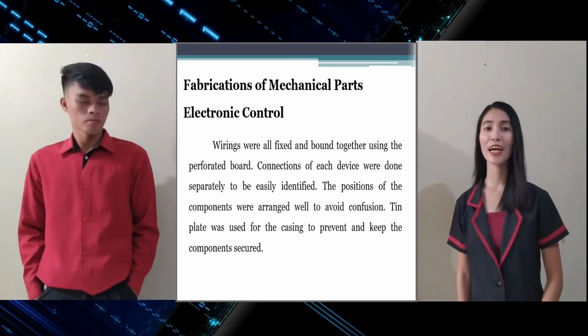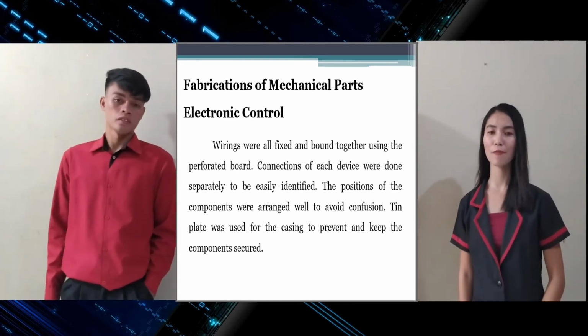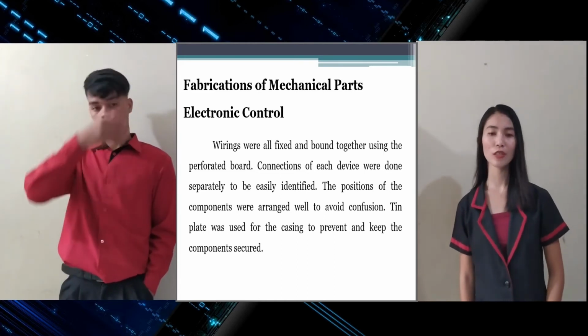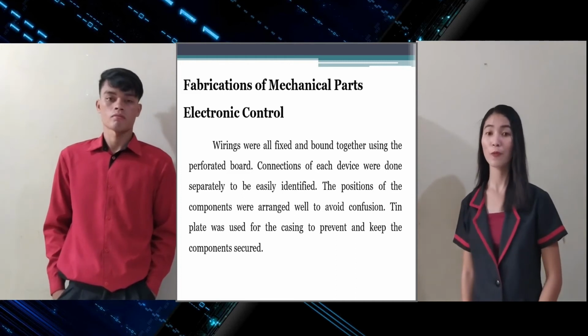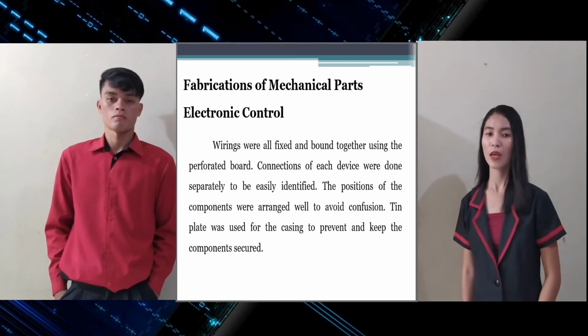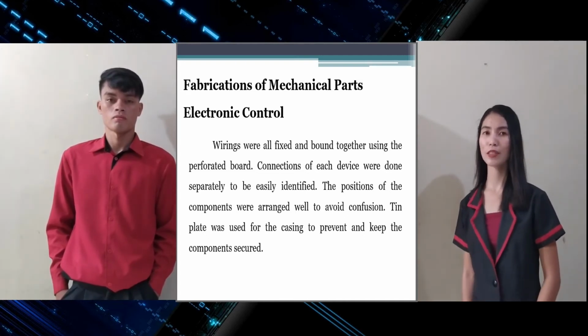Fabrications of mechanical parts, electronic control. Wirings were all fixed and bound together using the perforated board. Connections of each device were done separately to be easily identified. The positions of the components were arranged well to avoid confusion. Tin plate was used for the casing to protect and keep the components secure.